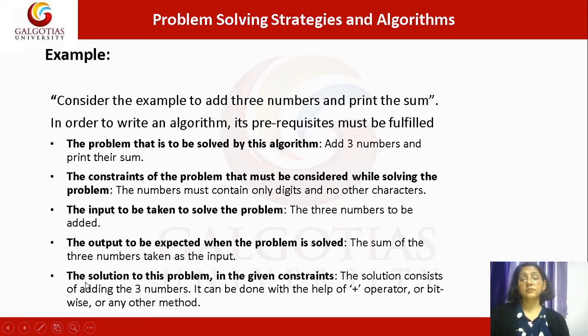And lastly, the solution to this problem in the given constraint. Here the solution consists of adding three numbers, which, as we know, can be done with the help of the plus operator or any other method. So thus this problem has been used for demonstrating all the five prerequisites.